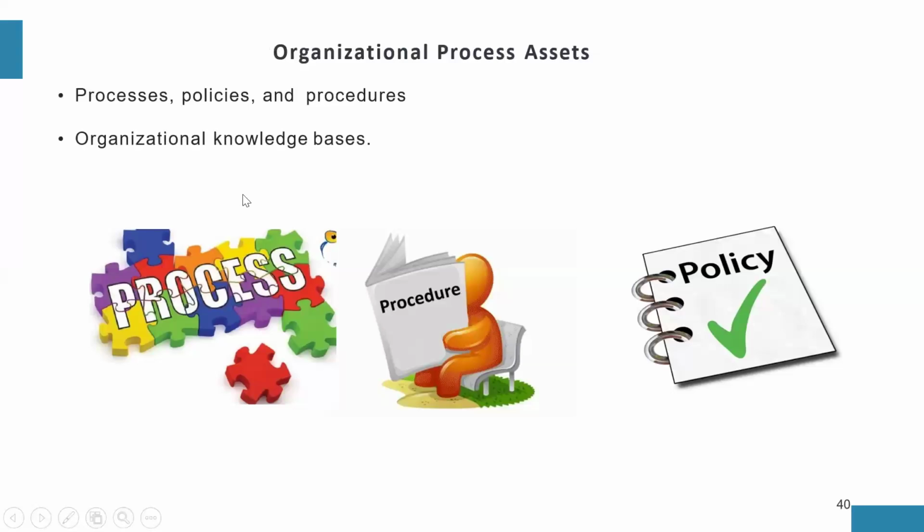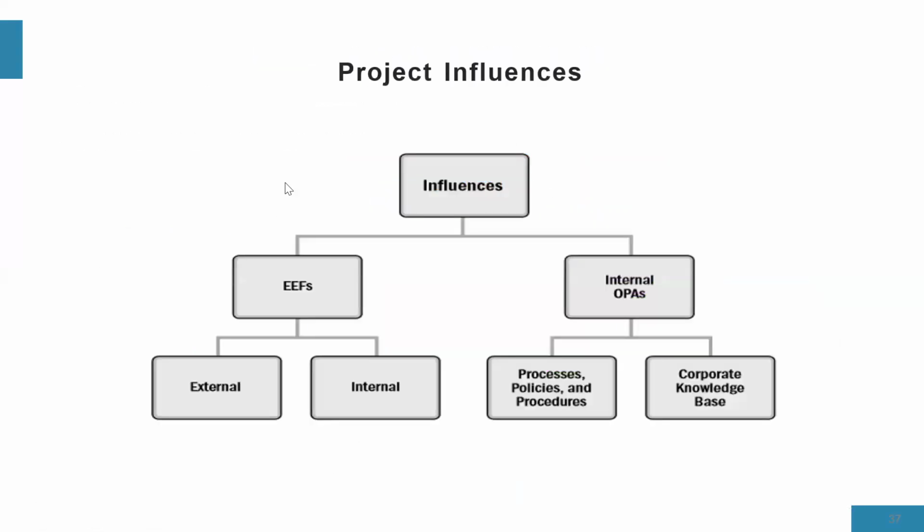So let's talk about the left-hand side of project influences, which are called OPAs. OPAs is organization process assets. Now, the reason why you need to understand this is that we need to understand the constraints that you probably have. We've seen the environmental factors, both external and internal. Now we want to look at internal factors. These are internal factors, and it's called OPAs, an acronym for Organization Process Assets. And it's divided into two parts, which I'm going to explain now.